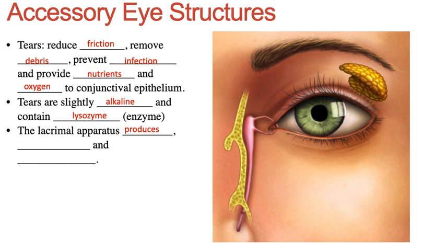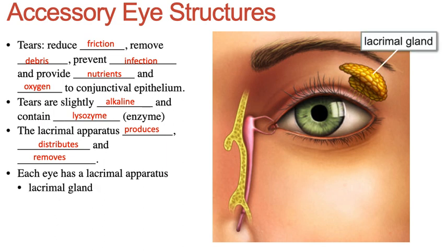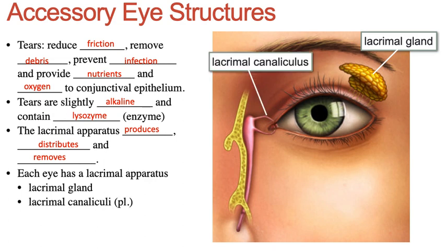Now, the lacrimal apparatus itself, like I said, produces tears. It also distributes the tears and removes the tears as well. Each eye has its own lacrimal apparatus consisting of the lacrimal gland. This is there to produce about 1 milliliter of tears each day. And then the tears drain into the lacrimal canaliculi, which are located near the lacrimal caruncle, that little pinkish area right at the inner corner of your eye.